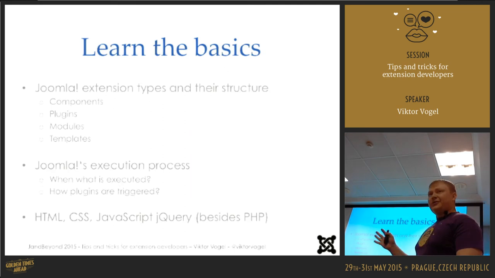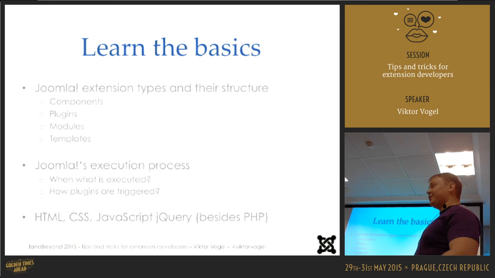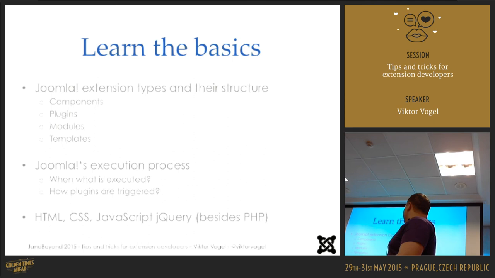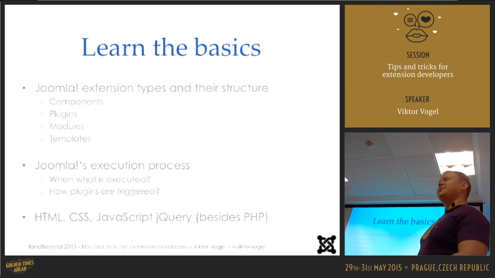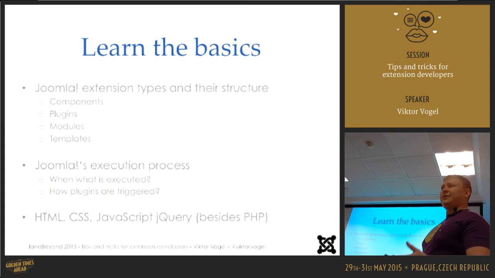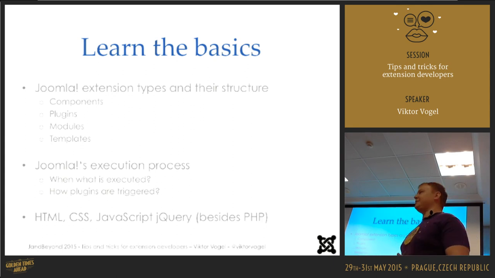So first of all, learn the basics. It's important to learn the basics. Of course, if you want to develop extensions, you have to know which types we have in Joomla, and also the structure, how they look like, what components are, what they do, where we can use them, what plugins are, how they are triggered. That's very important to know. Modules and templates. I'm pretty sure you know already the types, so I don't have to explain them.